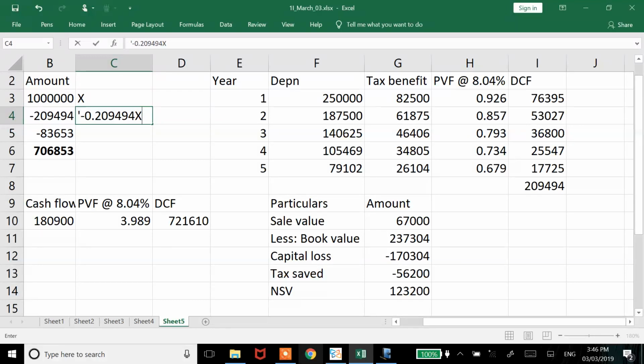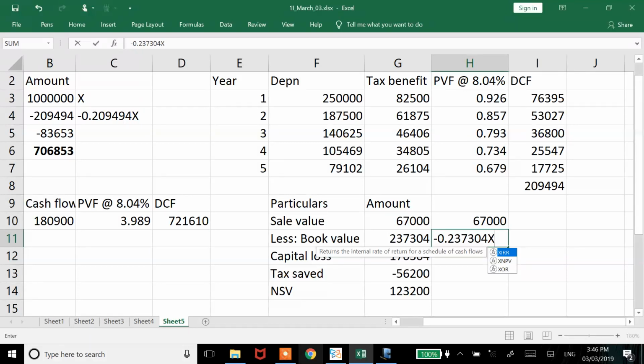I don't know what the cost is, so the cost is X rupees. The depreciation benefit is 20.9494 percent of X. Any doubts on this? Okay. When it comes to this, my sale value will be 67,000 and book value is going to be 0.237304x. Why 0.237304x? If cost goes up, book value will also go up. If cost comes down, book value will also come down. So you will get the NSV, put it there and we equate again. Clear?